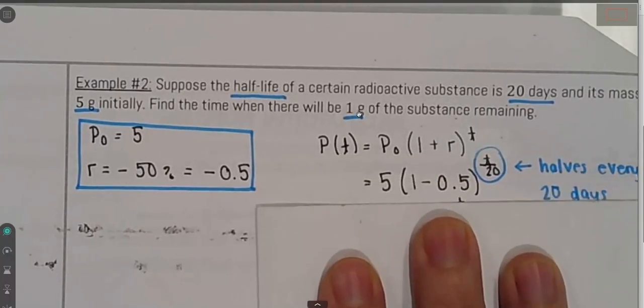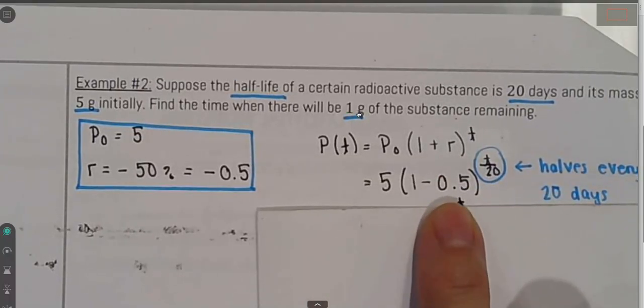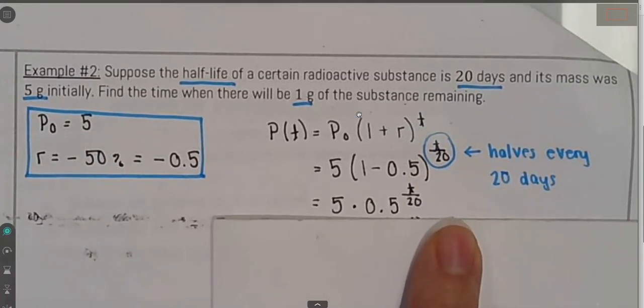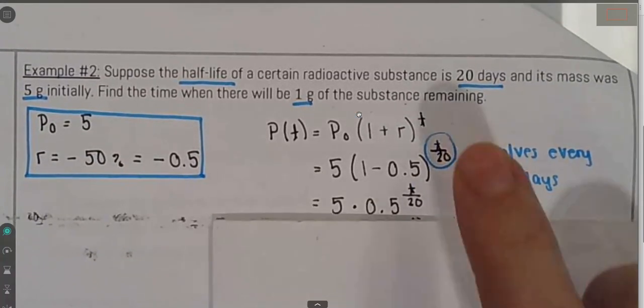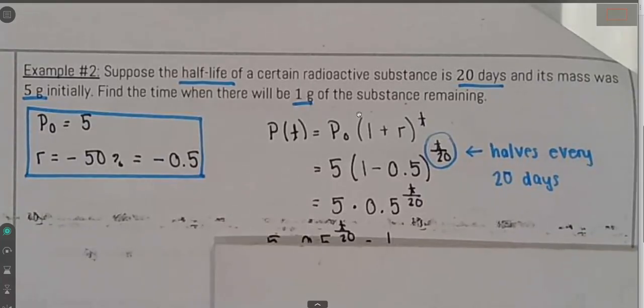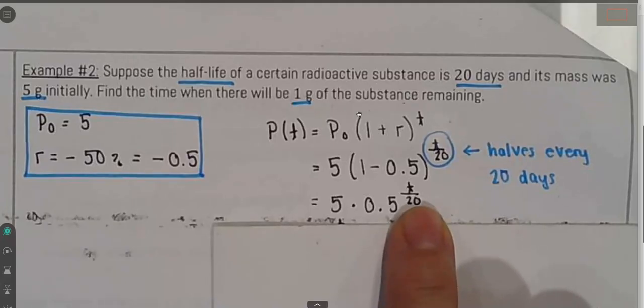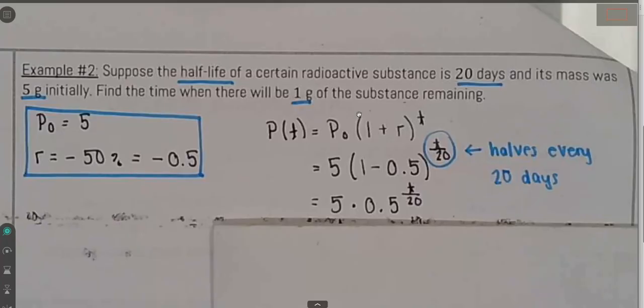So plugging everything in, we've got 5 times 1 minus 0.5 raised to the t over 20 power. I'm putting all my t's kind of in cursive just so they don't look like plus signs. So this becomes 5 times 0.5 raised to the t over 20 power. Can you guys solve for where this equals 1? Go ahead and solve for where this equals 1.